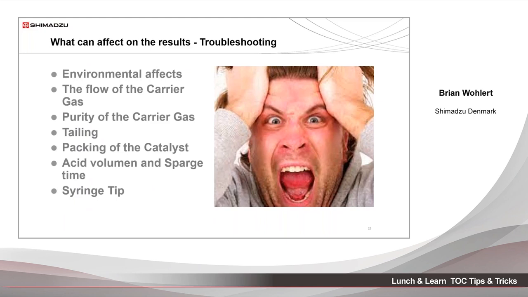Since we are measuring carbon, think on slide 4 we looked into, there are approximately 40 million organic substances, and all of these are potential impurities that can affect your results. So what can affect our results? The environment, the flow of the carrier gas, the purity of the carrier gas, tailing, packaging of the catalyst, acid volume and the sparge time, the syringe tip, and much more.